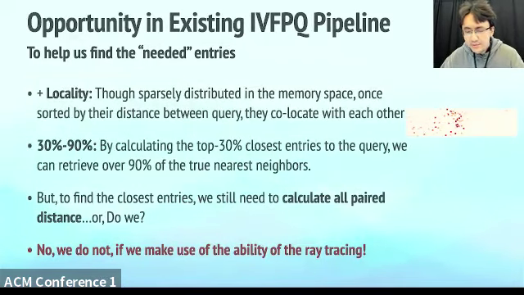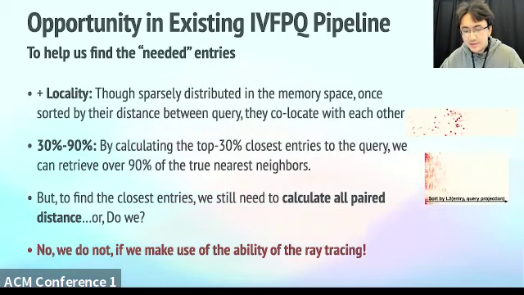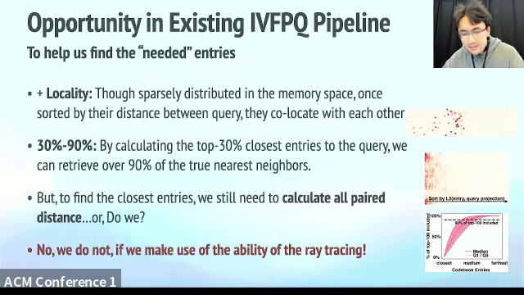Notice that though the used centroids seem randomly distributed in memory space, they are closely distributed in metric space. After we sort the centroids by their distance to the query, they collocate closely in the left part of the second heat map. Statistically, by selecting the top 40% nearest centroids, we can cover over 90% of the actually used centroids. However, conventionally, to get the nearby centroids, we still need to calculate all pairwise distances, while ray tracing relieves us from doing that.